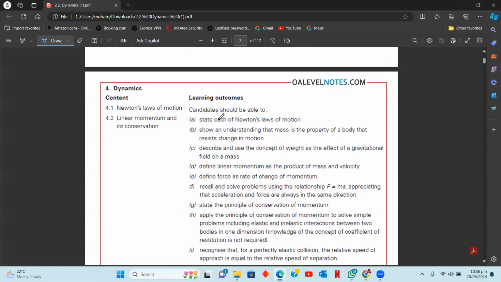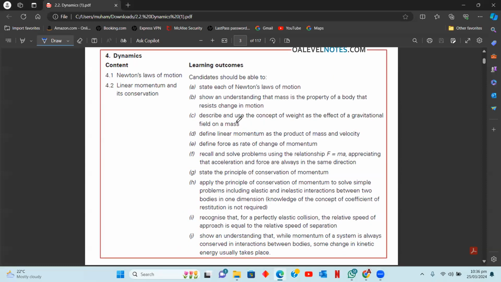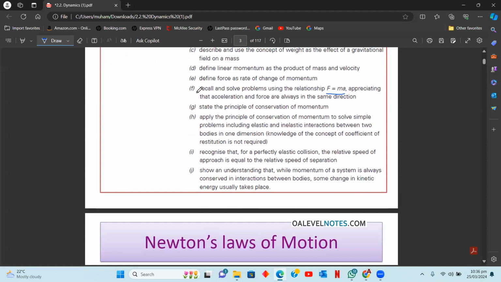So what we're expected to study in this topic is Newton's laws of motion. We'll look at the concepts of weight, momentum, forces, mass, and acceleration, this relationship. We'll look at conservation of momentum, collisions, and interactions between bodies in a momentum system. So this is all that we're going to be looking at in this particular topic.